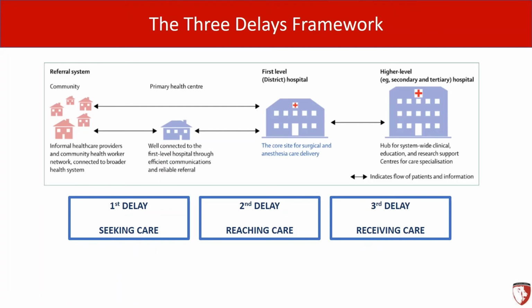Third delay, delay in receiving care. Inadequate referral systems, poorly trained health workforce, poor facilities, inadequate in-hospital care, and lack of essential medicines are a final barrier in accessing surgical care. Recently, the fourth delay, delay in staying in care, is being defined.